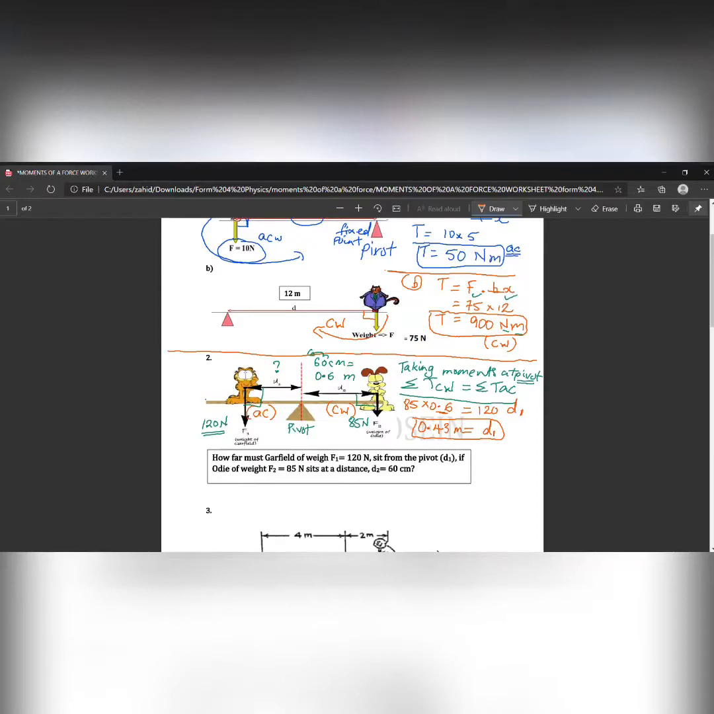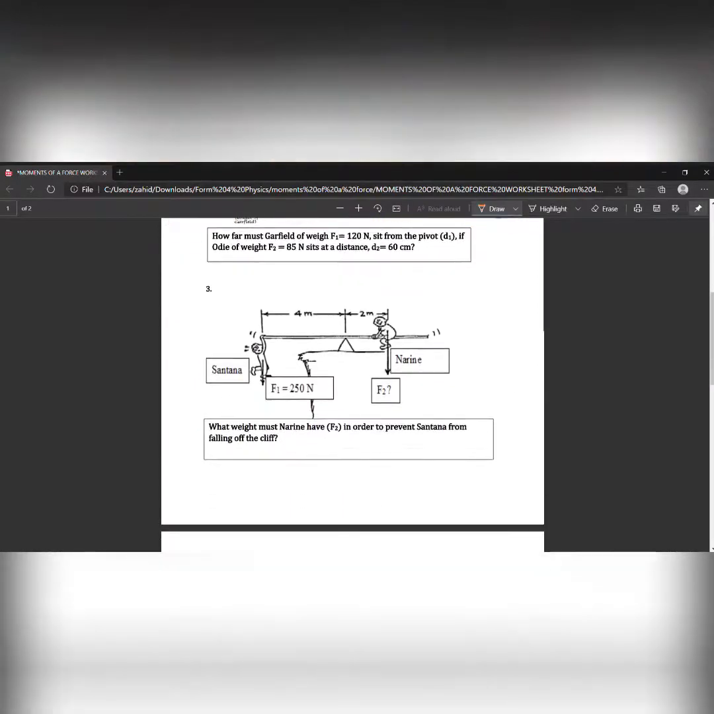All right. Moving ahead, we have number 3. Here we have a little seesaw situation going on. However, the pivot is not actually, just like before, at the center. We have two weights, Santana's weight and Narayan's weight. And Santana's weight is, of course, 250 newtons. We are not aware of what Narayan's weight is. We have to find that. We are, however, given two distances.